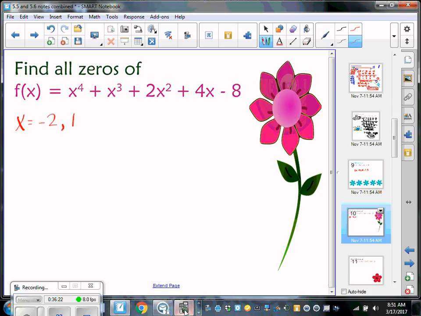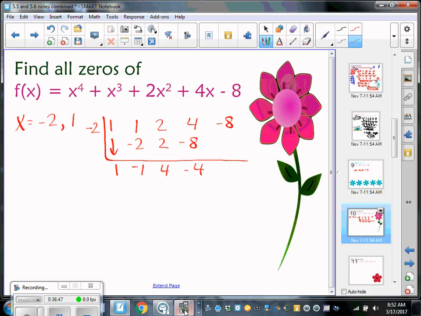So then from there, let's use our synthetic. So 1, 1, 2, 4, -8. Aren't you glad you don't have to do long division with these? So I'm going to use -2 first. Again, it does not matter which one you use first. I just like to go in my order. So let's do synthetic. All right, so I go through synthetic the first time. Checks out. Let's go through with my next number, which is a 1. So we'll do synthetic with that one.